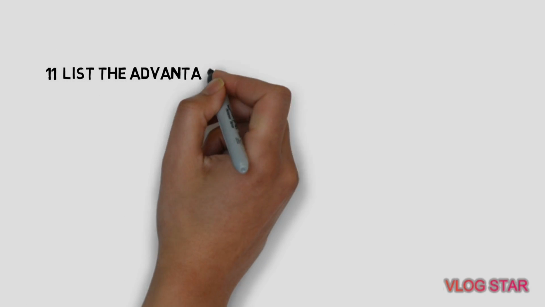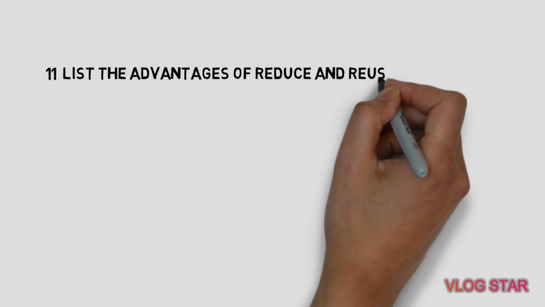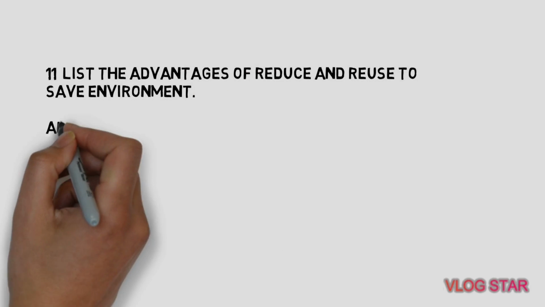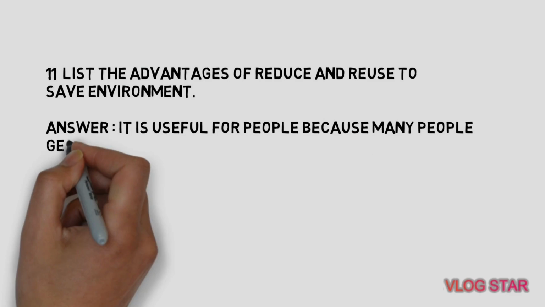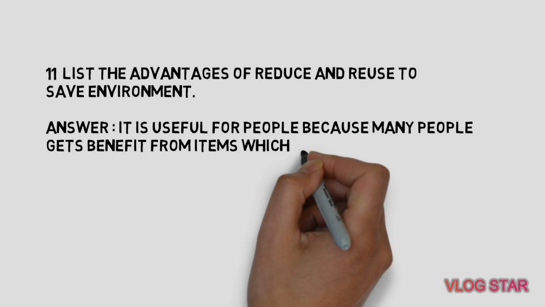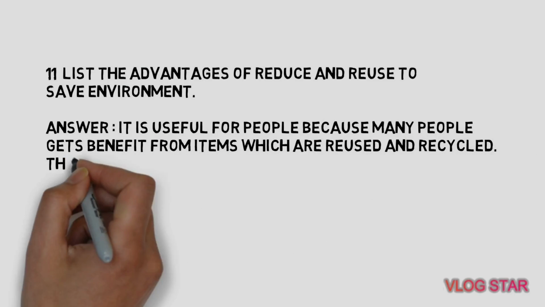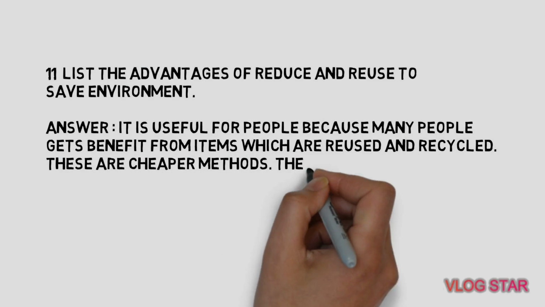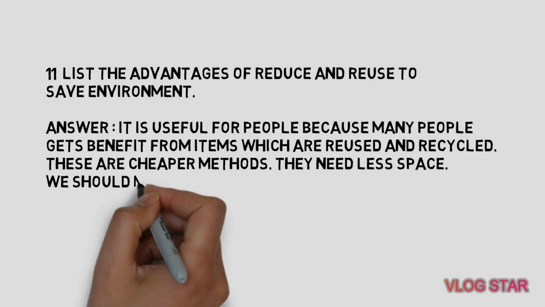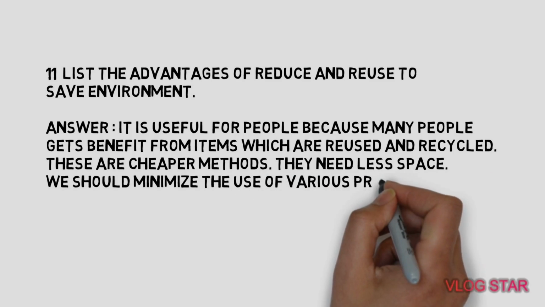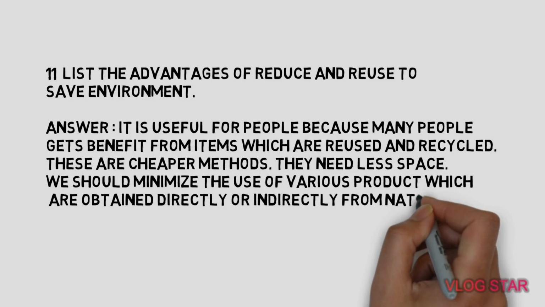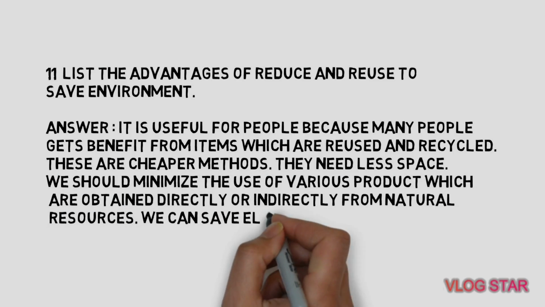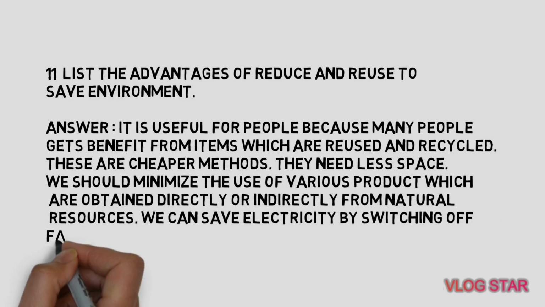11. List the advantages of reduce and reuse to save environment. Answer: it is useful for people because many people get benefit from items which are reused and recycled. These are cheaper methods. They need less space. We should minimize the use of various products which are obtained directly or indirectly from natural resources. We can save electricity by switching off fans and lights.